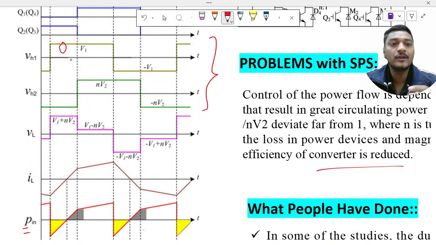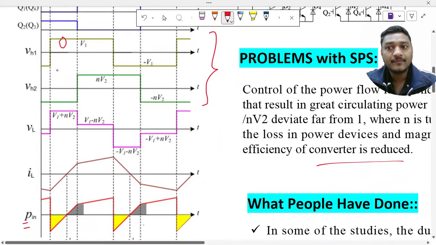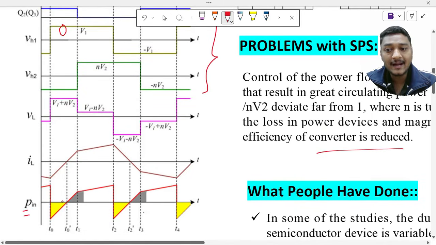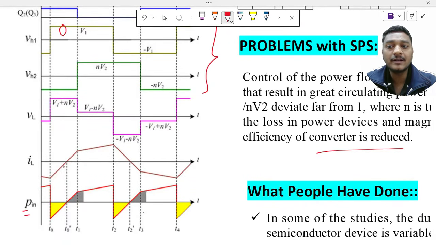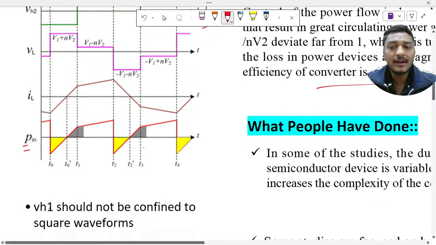How we give our gate patterns to the signals will determine the voltage at this particular duration. If either of the parameters, IL or VH1, is equal to 0, then the backward power flow is going to be 0, because the product of these two determines my P in, which is the power going back. So if I am able to make VH1 equal to 0 from this duration T0 to T0 dash, then I am able to make the backward power flow equal to 0. So this is the very fundamental concept.